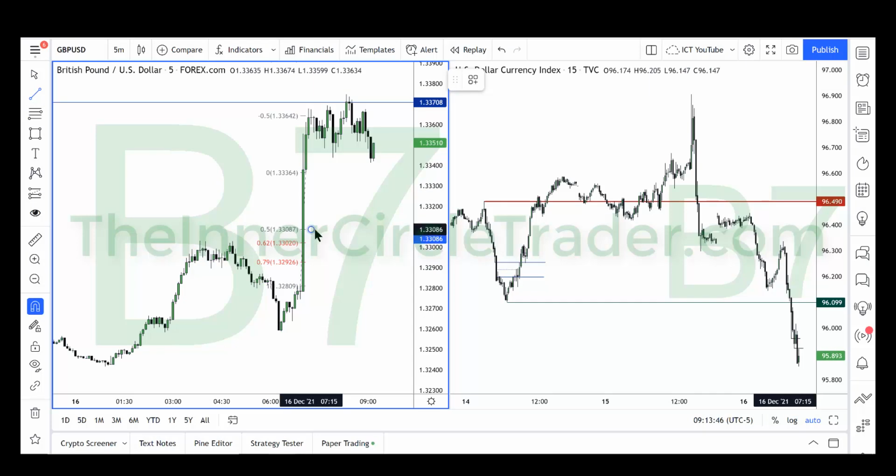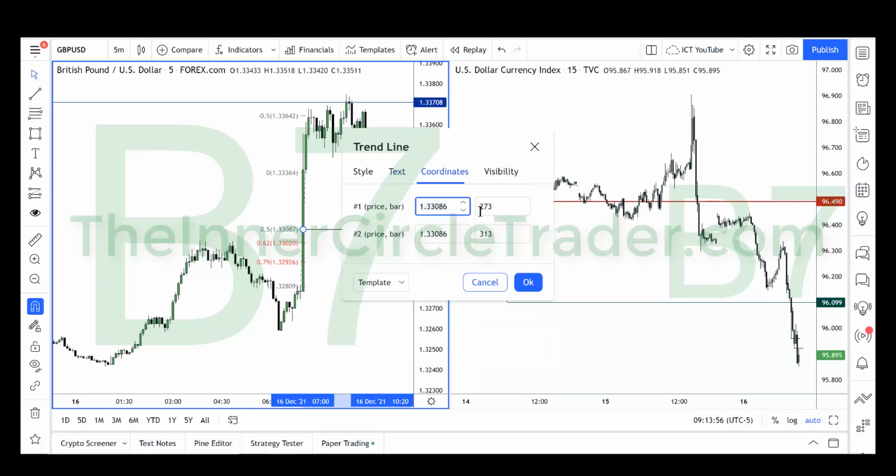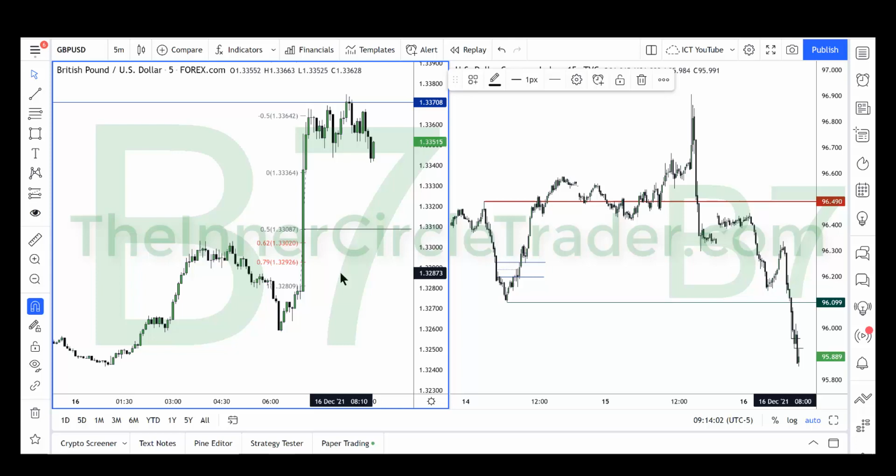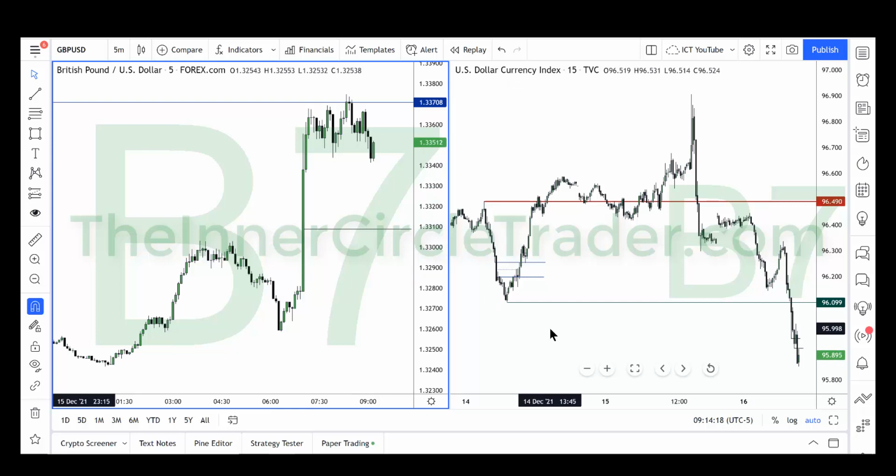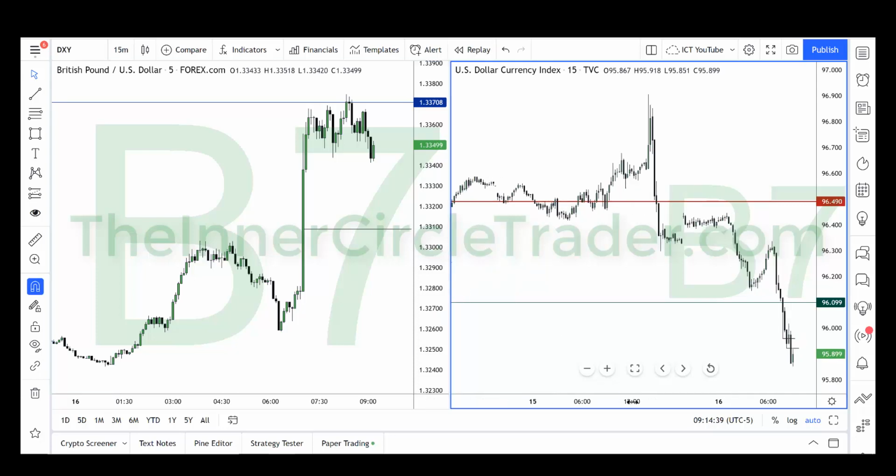It's going to go right into this. You ever notice how it just wiggles around and won't give you your level? It always does that to me. I'm going to go in here and actually change it. There you go. So I think it's going to draw back down into that. That would be a short right there, but I'm not going to take the trade. All right, so it's probably going to have something similar to that consequent encroachment on British pound.